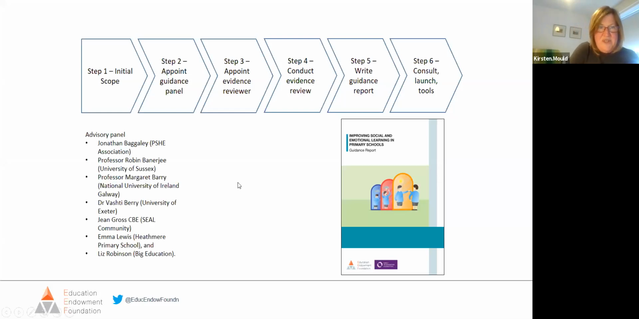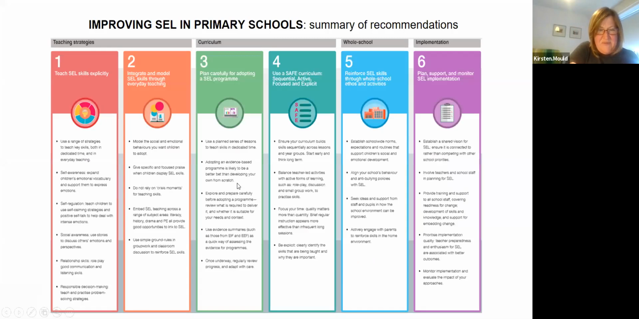So if we go on to the next slide, it will give you an overview of the recommendations, and I'll just pause for a moment as you take that in. They are broadly in pairs. So we've got two around teaching strategies, two around curriculum, and two around whole school and implementation.